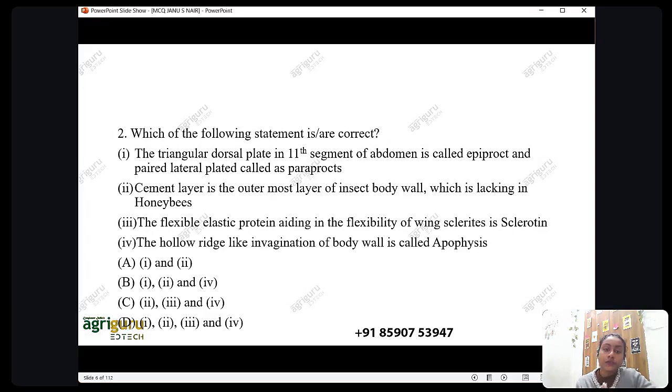Then coming to the second question. Here also, which of the following statements is or are correct? Coming to the first statement, the triangular dorsal plate in the 11th segment of the abdomen is called epiproct, and the lateral plates are called paraprocts. Coming to the second point, cement layer is the outermost layer of the insect body wall, which is lacking in honeybees. Third, the flexible elastic protein aiding in the flexibility of wing sclerite is sclerotin. Fourth, the hollow ridge-like invagination of the body wall is called apophysis. So here, which statements are correct? And what will be the right option?